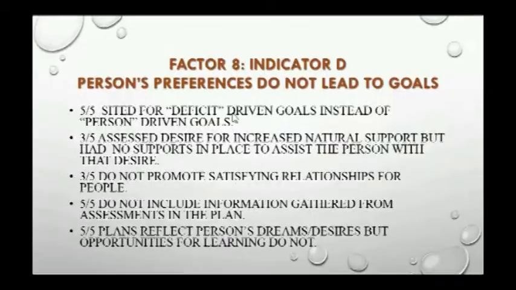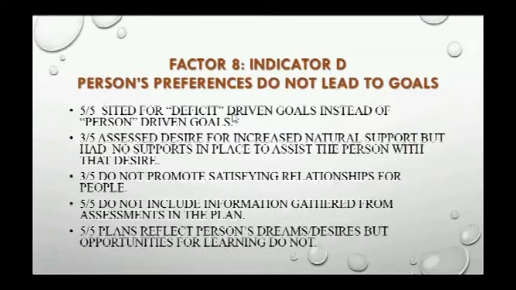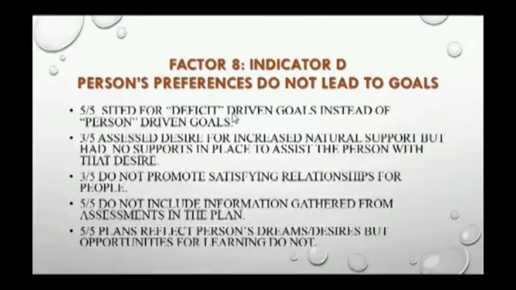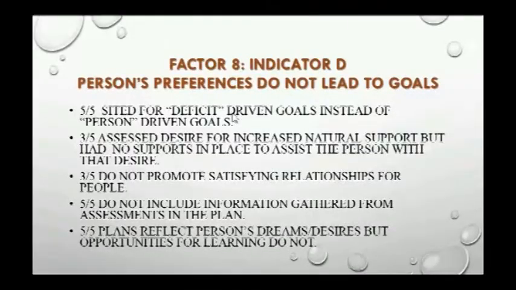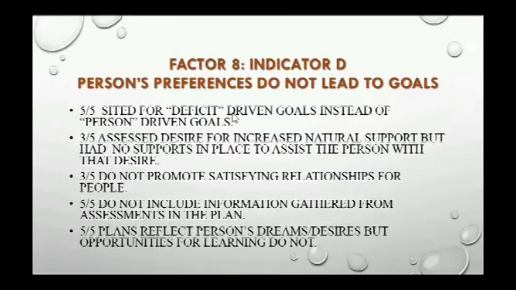Okay, we're looking at Factor 8 indicator D. When we looked at each agency that was selected, the common trend we found in this particular indicator was that the person's preference did not lead to their goals. Specifically, 5 out of the 5 agencies that were selected were cited for deficit-driven goals instead of person-driven goals.